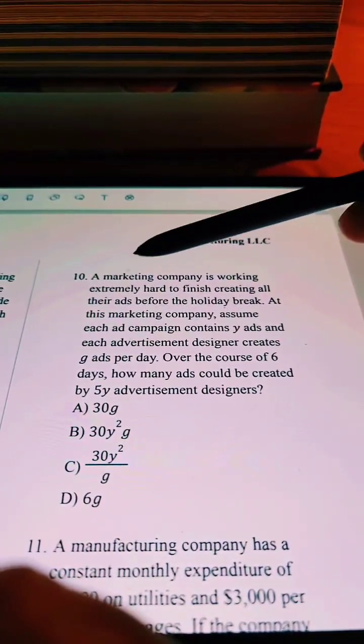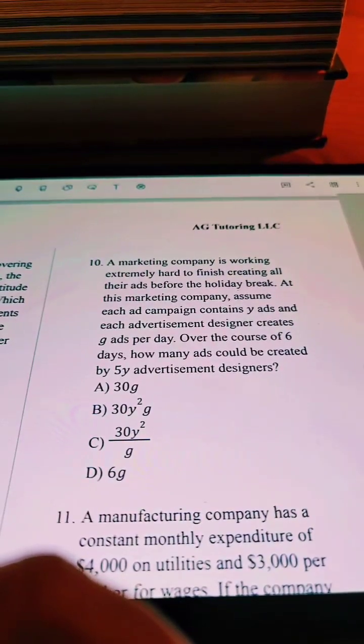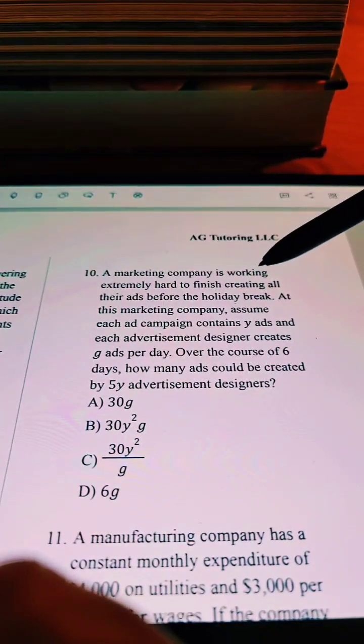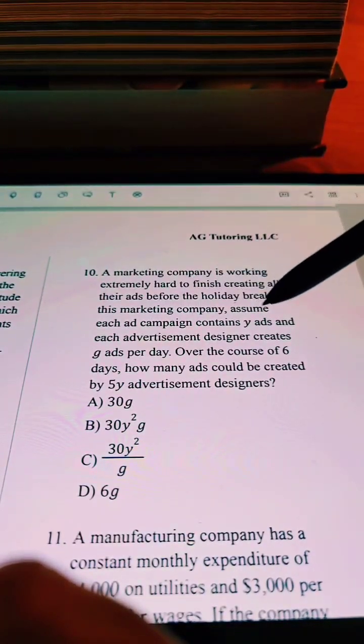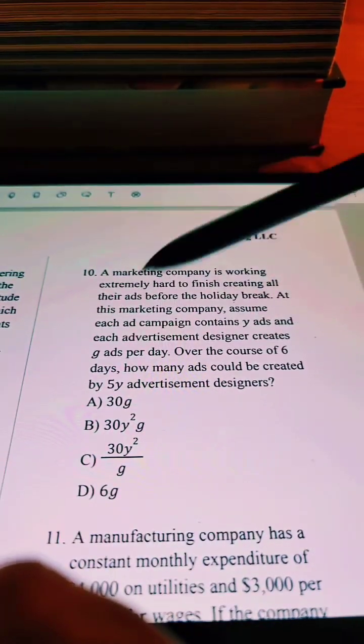Okay, so let's go to number 10. Oh my god. A marketing campaign is working extremely hard to finish creating all their ads before the holiday break. At this marketing company, assume each ad campaign contains Y ads, and each advertisement designer creates G.